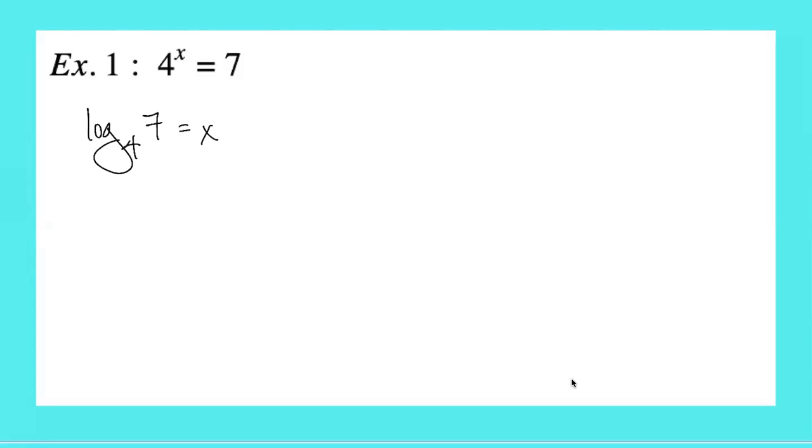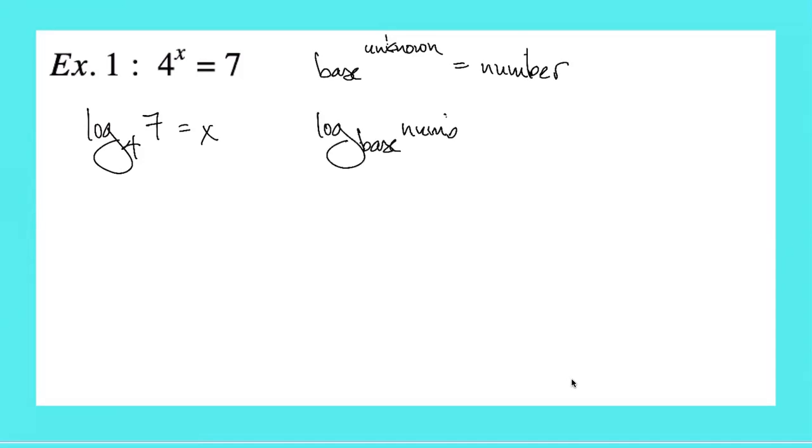If I were to write this out in words, I've got a base to the unknown equals a number. The way we rewrite that is log base of our number equals the unknown. That's something we want to make sure we know really well, how to go back and forth between those two forms.